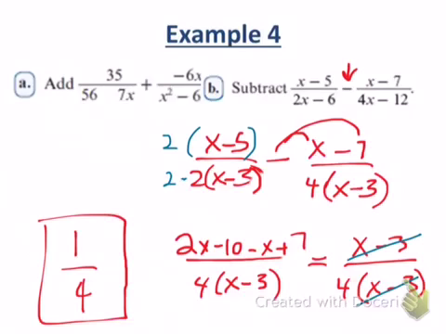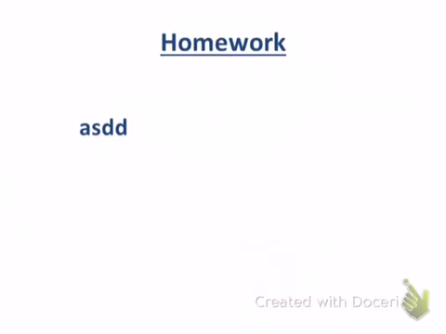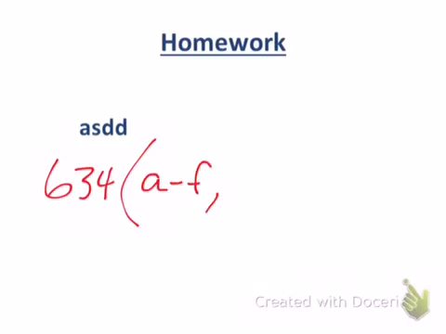Your homework is, this is lesson 95, so it's going to be page 634. Page 634. Let's do a short homework assignment. Let's do A through F and 1 through 11.